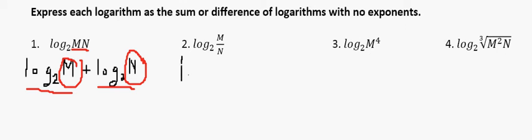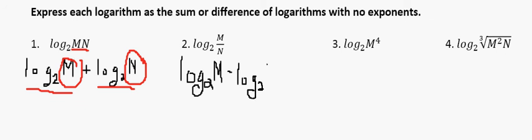Working very similarly here with a logarithm, if I want to expand these into two logarithms, I'm going to say the log base 2 of m minus the log base 2 of n. And when you're doing the subtraction, it's always the numerator first. So you'll do the log base 2 of the numerator minus the log base 2 of the denominator. And again, we've expanded into the sum or difference with no exponents.